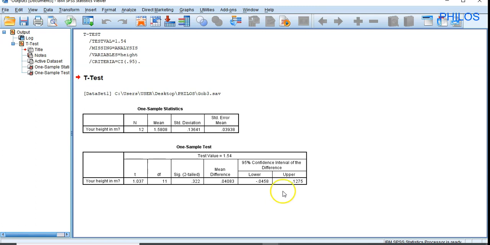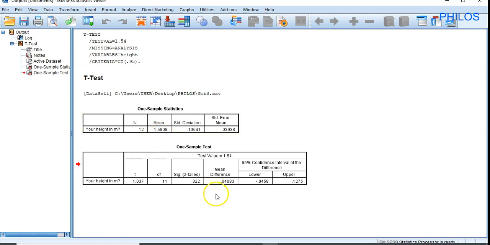So when you look at this particular one, you see that the lower is negative and the upper is positive. So they do not have the same sign. So for that matter, we do not reject the null hypothesis. Since we are not rejecting the null hypothesis, it means there is no statistical significant difference between the test value of 1.54 and the sample mean of 1.5808. So we've ended up making our decision.